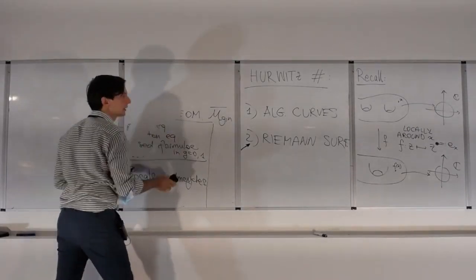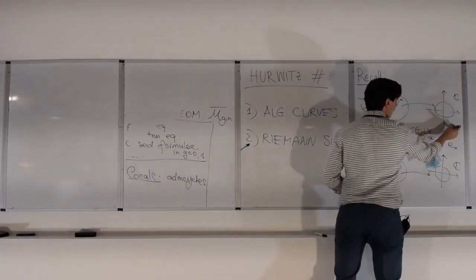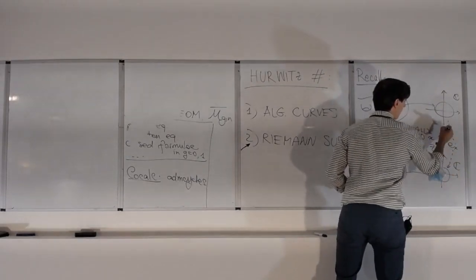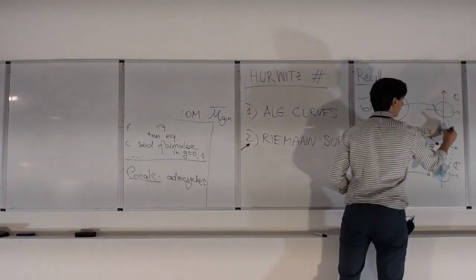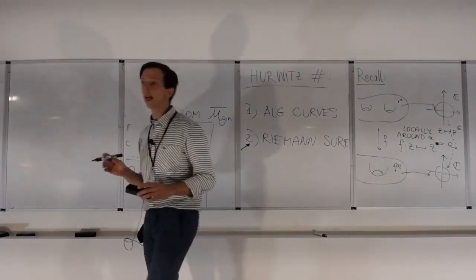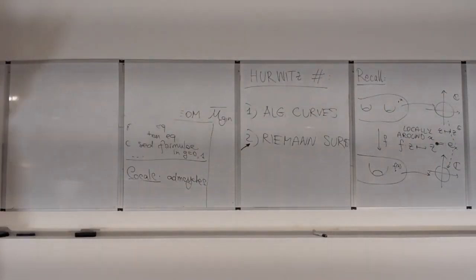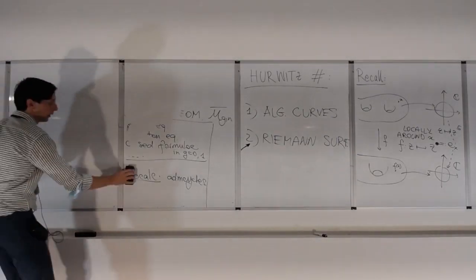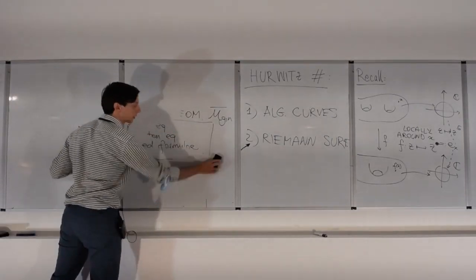I'm just stating that here, this map locally looks like z goes to z to the power, say, 5 or so. And near every point, you can find such an expression. You have a well-defined exponent. That's what I'm saying.